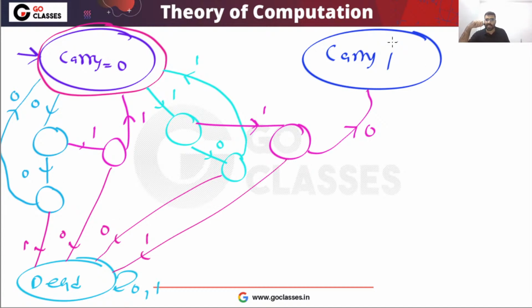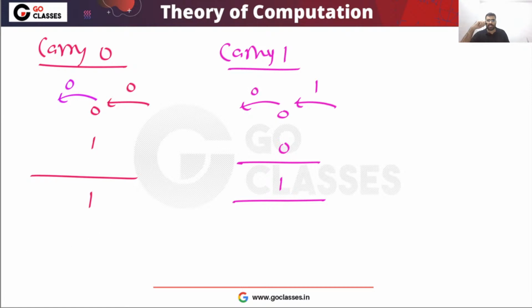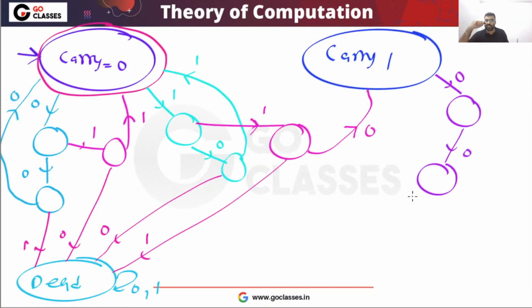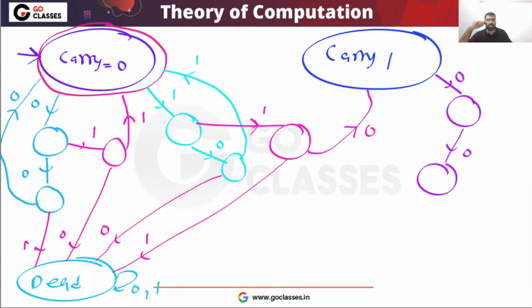Now similarly you can create the carry 1 state. I am talking about the carry 1 state. In this state if 0 comes, and let's assume the next symbol is 0, then the next symbol must be 1, and I will go to carry 0 state. Now in this situation, I will go to carry 0 state.